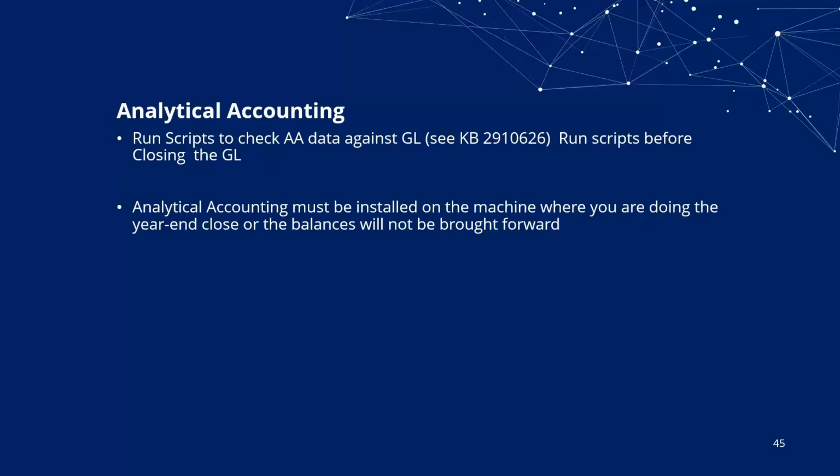Analytical accounting is automatically closed when you close the GL, but we do have scripts that we can run to check the analytical accounting against the GL and make sure the data is correct there. And just to note that if you're doing a year-end close and you do have analytical accounting, you want to do it on a machine that has analytical accounting installed on it. Otherwise, it won't bring those balances forward for analytical accounting.